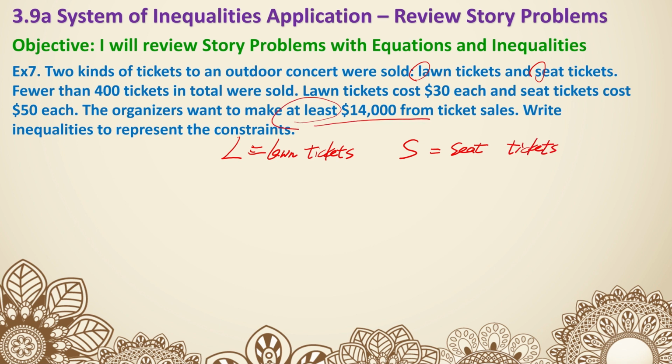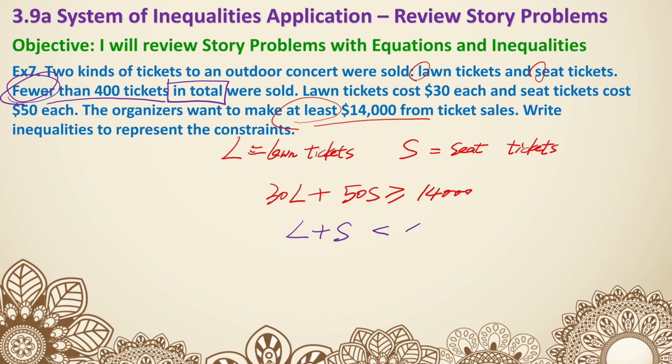At least $14,000. Well, we have 30L because 30 is the long ticket price, and then 50S because 50 is the seat ticket price. They add together, they need to actually be at least 14,000. So it has to be greater than or equal to 14,000. But we're not done. There's more. Fewer than 400 tickets. L represents the long tickets, S represents the seat tickets. Fewer than 400 tickets is basically saying in total, both the long ticket and seat ticket together is less than 400. So L plus S is less than 400.